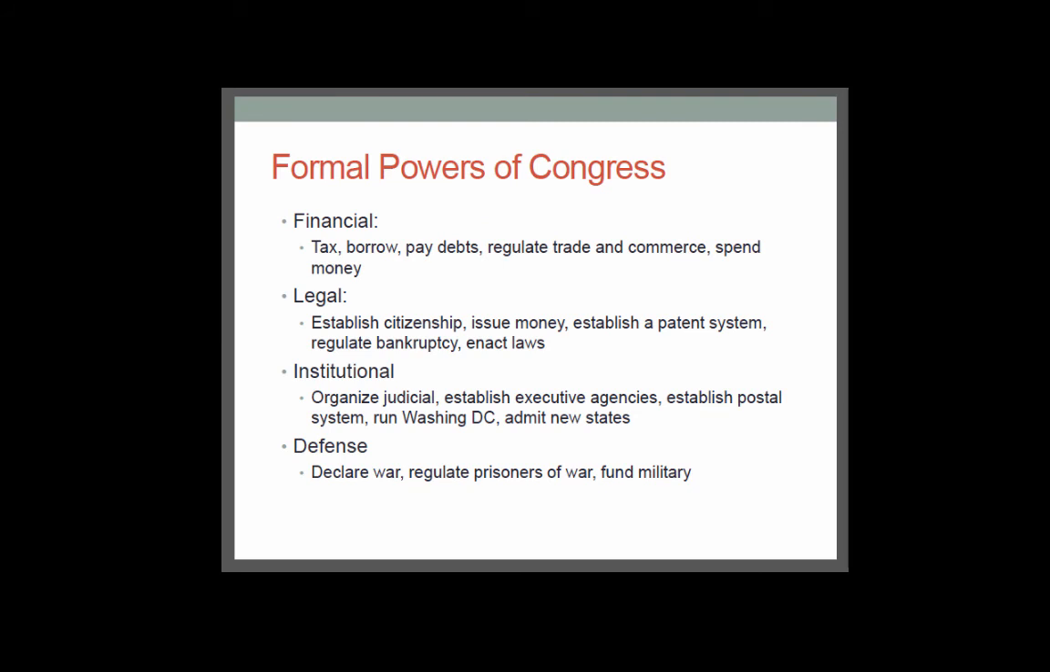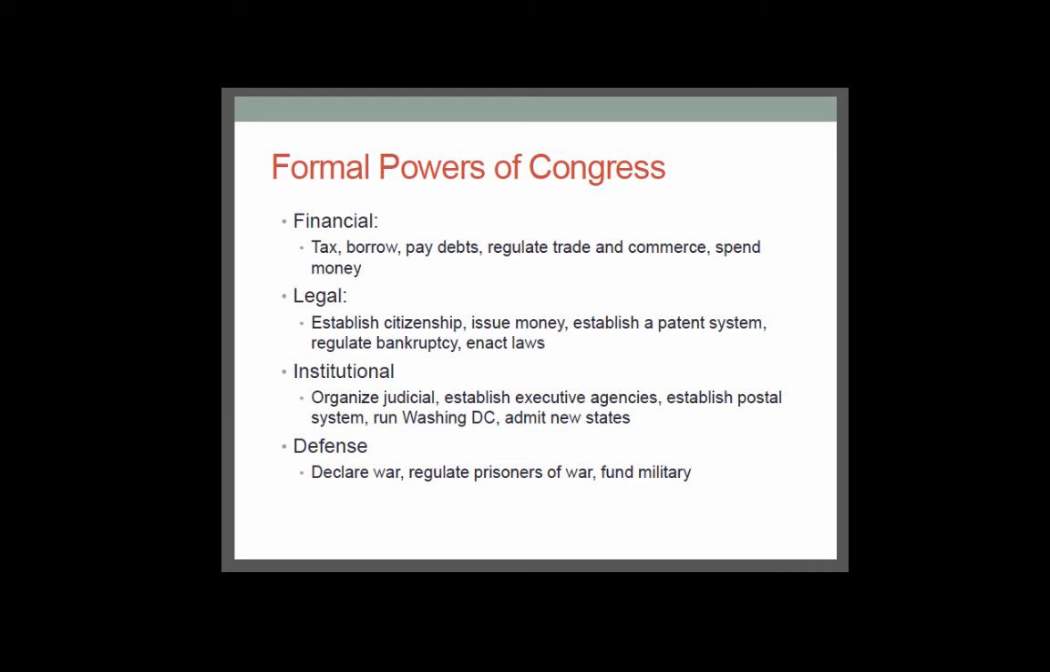There are other kinds of formal powers. We sort of categorize these formal powers in Article 1, Section 8. We can categorize them into 4 areas. One is financial, which we've already talked a little bit about. Second is legal, in terms of establishing citizenship and enacting laws, regulating money, things like that.